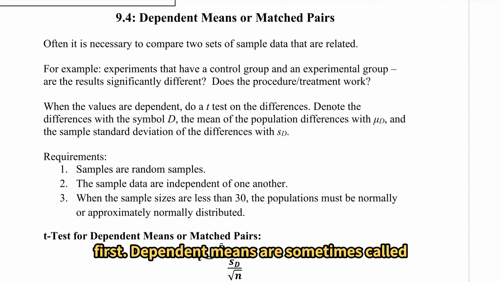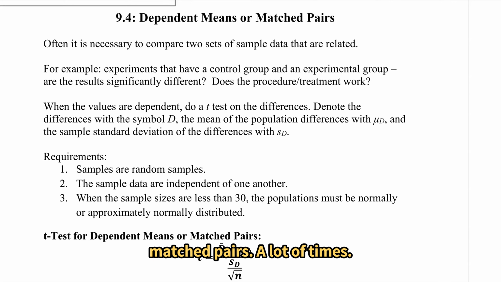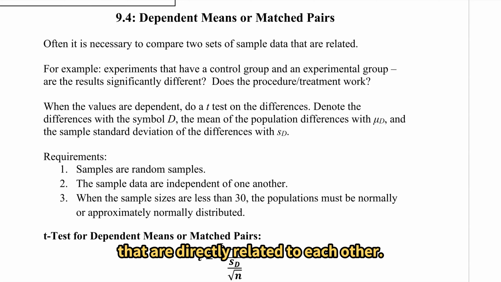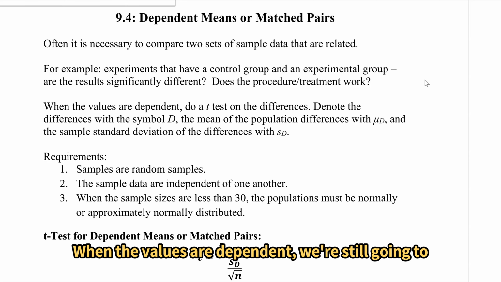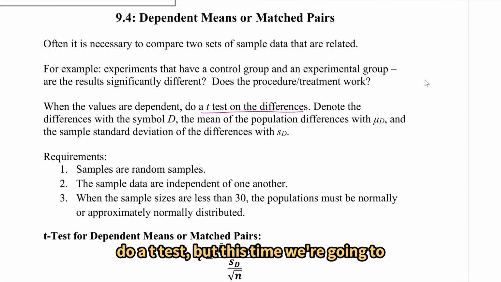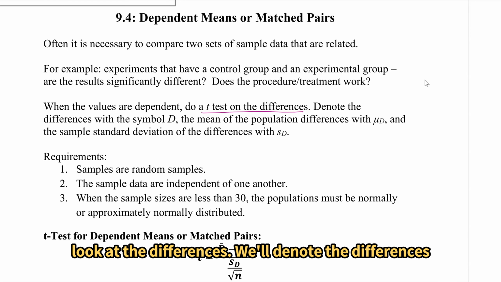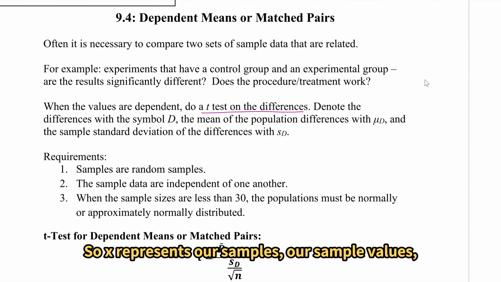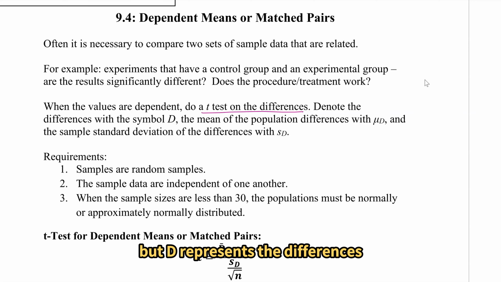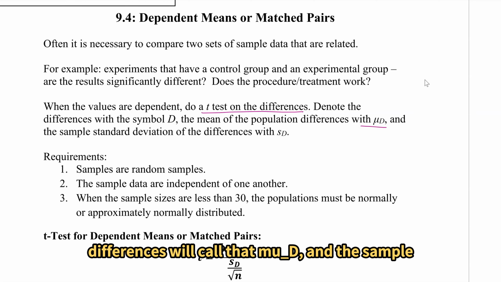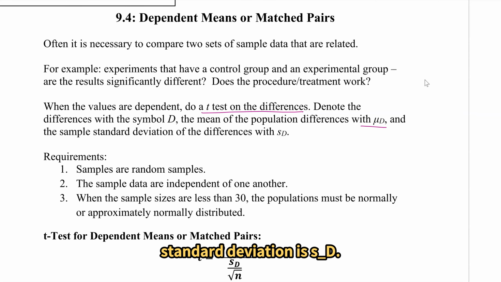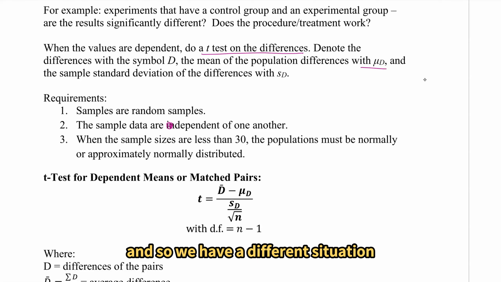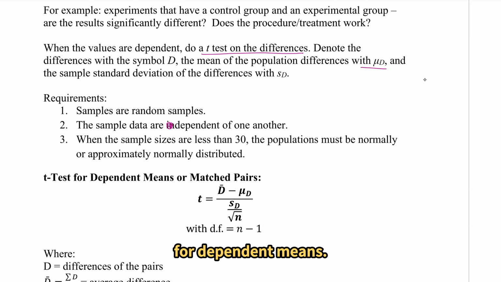Dependent means are sometimes called matched pairs. A lot of times it's necessary to compare two sets of sample data that are directly related to each other. When the values are dependent, we're still going to do a t-test, but this time we're going to look at the differences. We'll denote the differences with the symbol d instead of x, just to be different. So x represents our sample values, but d represents the differences between the sample values. And then our mean of the population differences, we'll call that mu sub d, and the sample standard deviation s sub d. Sample data are dependent, and so we have a different situation for dependent means.